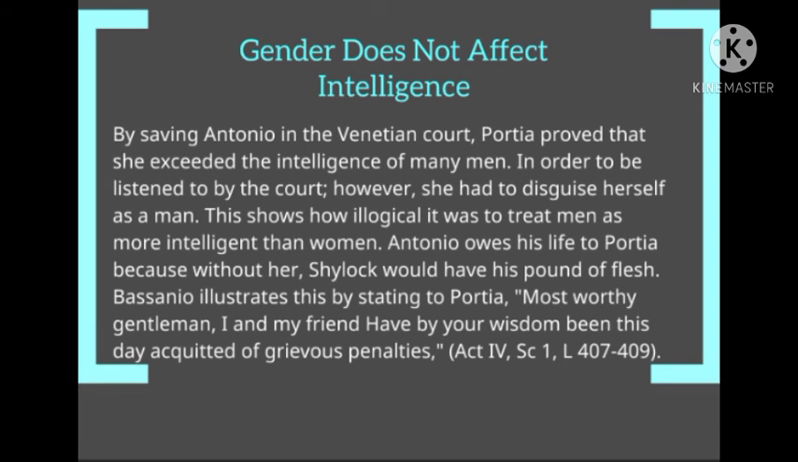By saving Antonio in the Venetian court, Portia proved that she exceeded the intelligence of many men. In order to be listened to by the court, however, she had to disguise herself as a man. This shows how illogical it was to treat men as more intelligent than women. Antonio owes his life to Portia because without her, Shylock would have his pound of flesh. Bassanio illustrates this by stating to Portia, "Most worthy gentleman, I and my friend have by your wisdom been this day acquitted of grievous penalties."